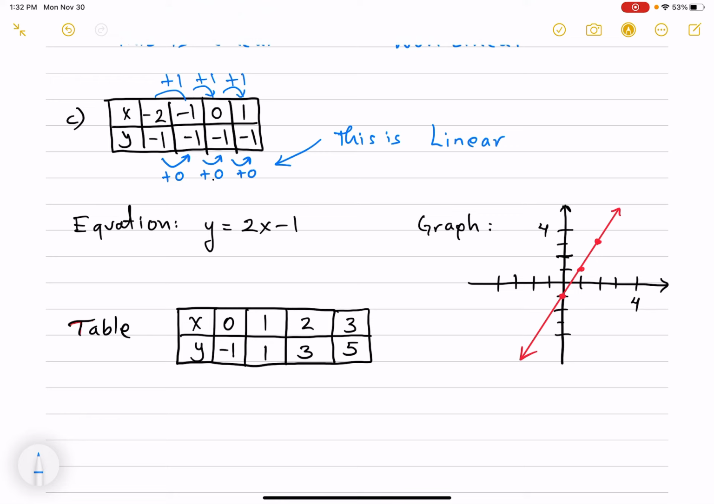So there's multiple representations for a linear function. Just be aware that you can represent them as equations as long as you don't see exponents on the x or the y. It's just an x and a y with no exponents or no square roots or anything like that. Just clean variables like this.